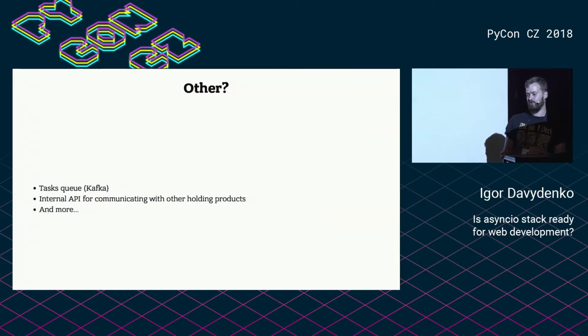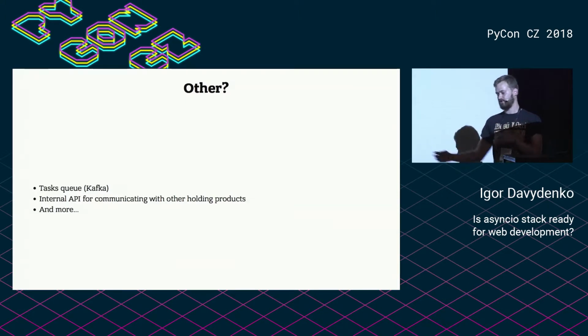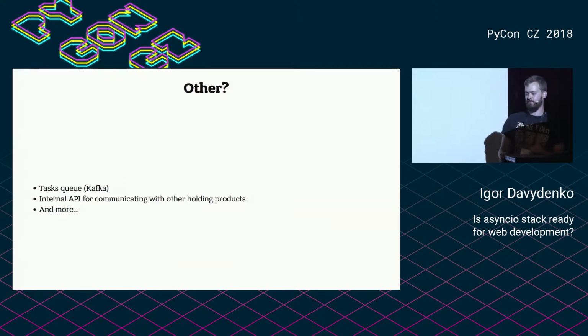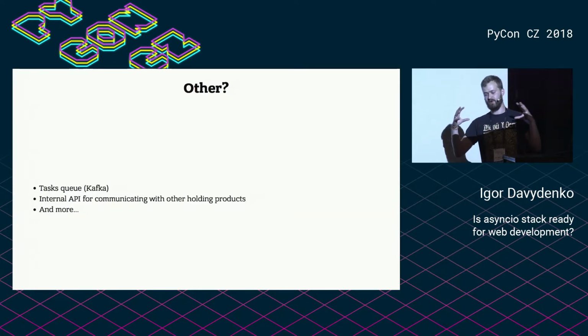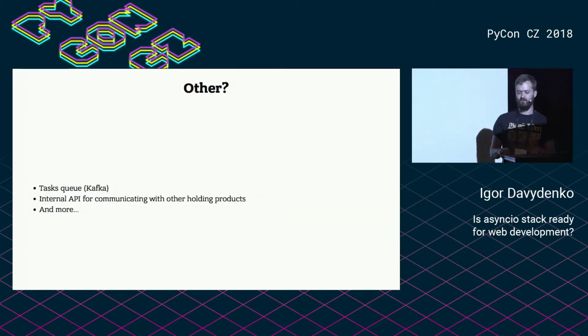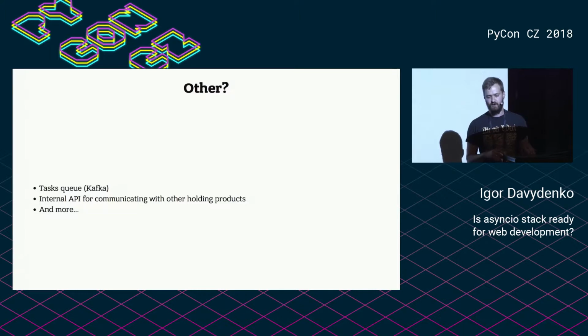We also have a lot of different parts of code, but those are the two main parts. So we have a big REST API, and we have GraphQL for reading data. And we also have a task queue, an internal API that communicates with other products inside of the holding, et cetera, et cetera.